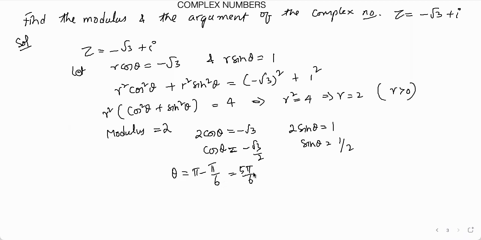So r is 2, that is the modulus is 2, and the argument is 5 pi by 6.